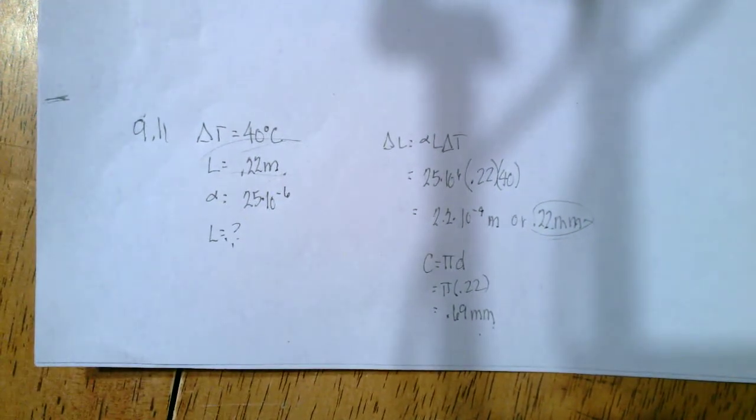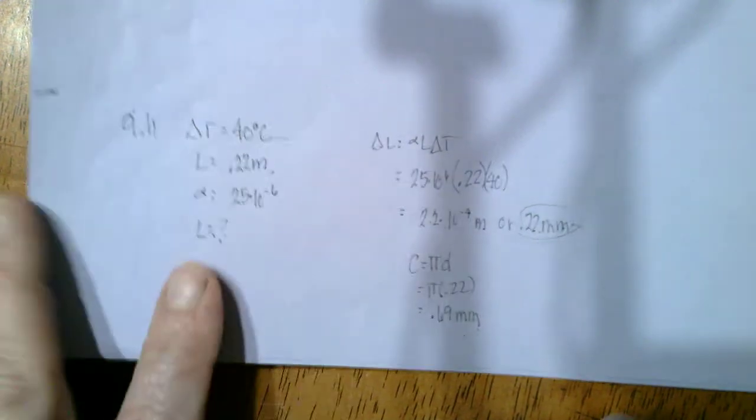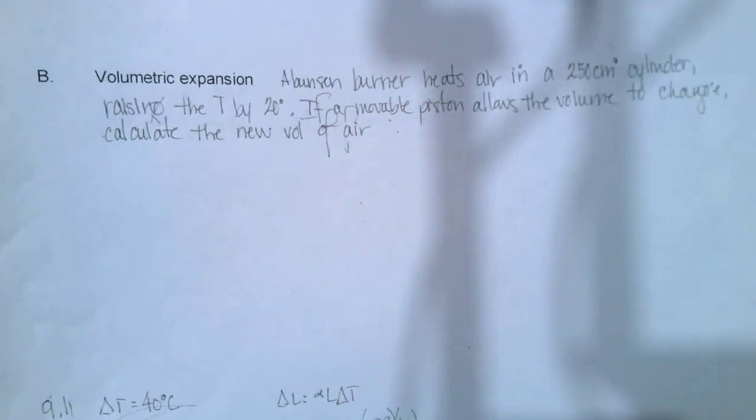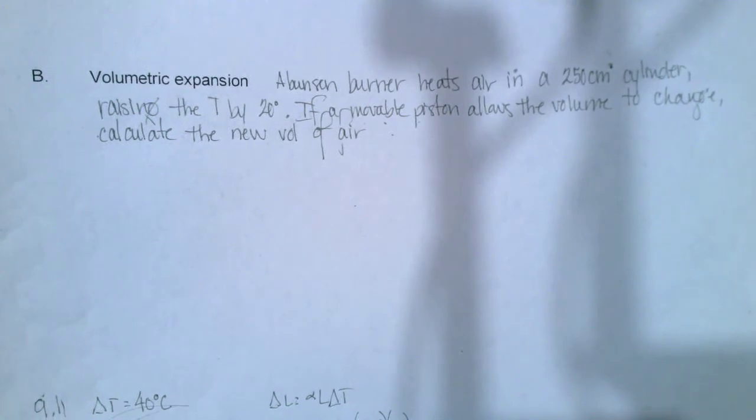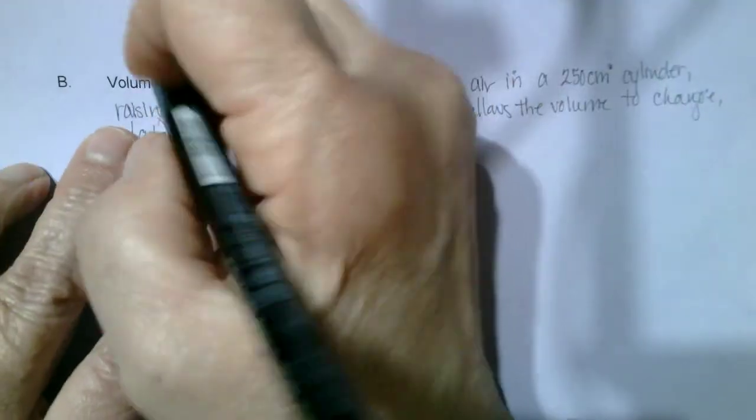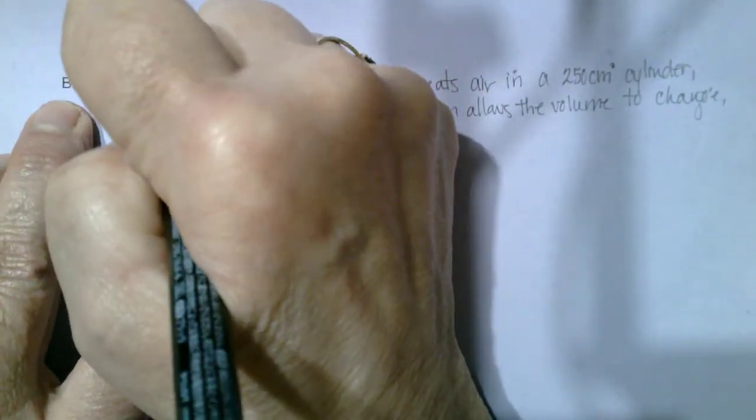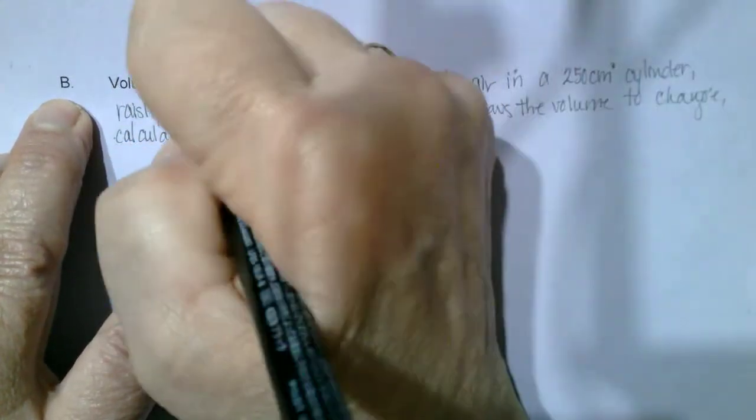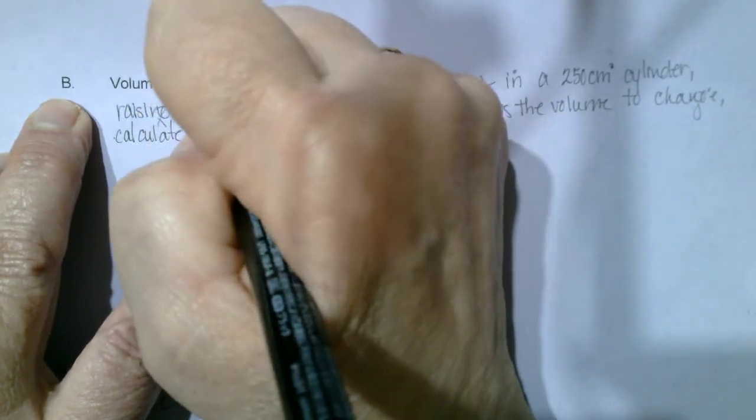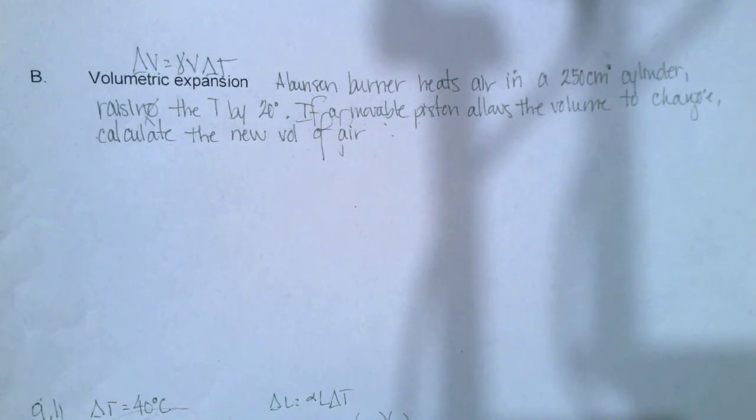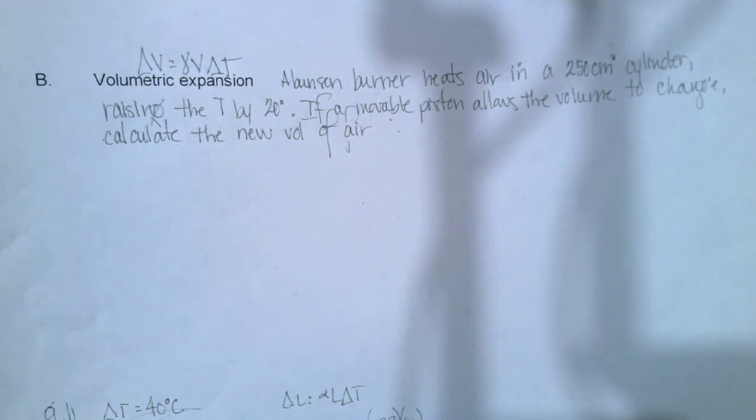All right, then I just want to talk to you very briefly. It's the same idea. I just want to talk to you briefly about what it looks like for volumetric. Volumetric expansion is going to have the formula, and I should not have written it right here. The formula is going to be, instead of delta L, delta V is equal to gamma V delta T. Delta V is equal to gamma V delta T, and it's the exact same thing. It's dependent on the change in temperature. It's dependent on the original volume.